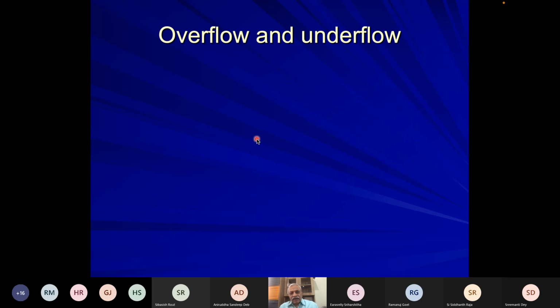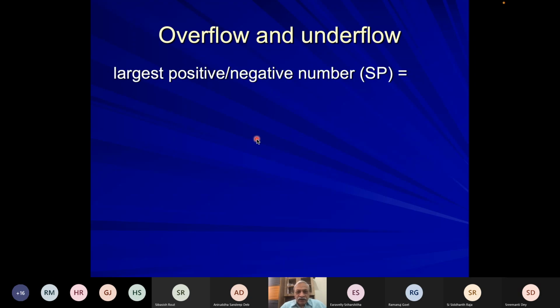Now, since there are limited ranges of values, you have overflow and underflow which may occur in arithmetic operations. Overflow we have understood in the context of integers, but here there is an additional thing which is underflow. So let's understand the limits of the floating point values.